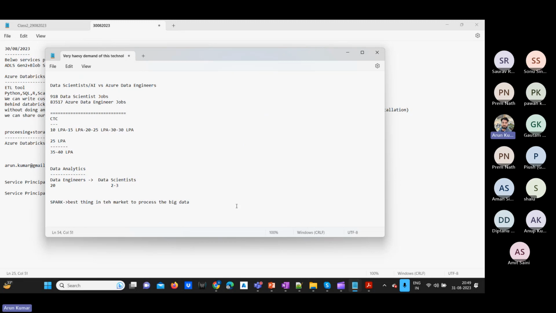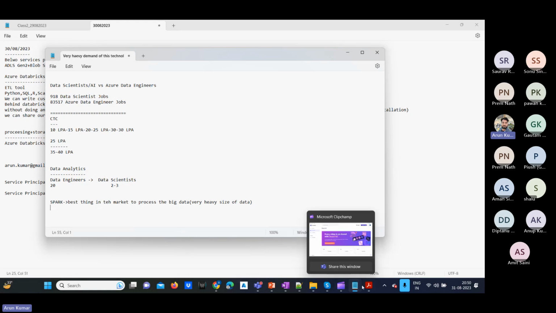When I'm writing big data, what do I mean by big data? It means a very heavy size of data. Just think of it like this.